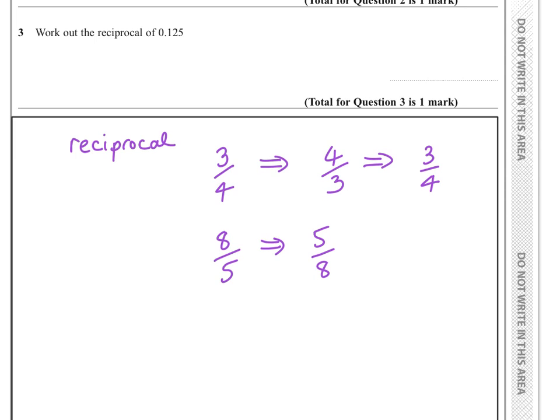What in effect you're doing to a fraction or a number is inverting it, or simply you're turning it upside down. So you could say, for this question here, we're starting with 0.125, and you could say the reciprocal of 0.125 is 1 over 0.125.